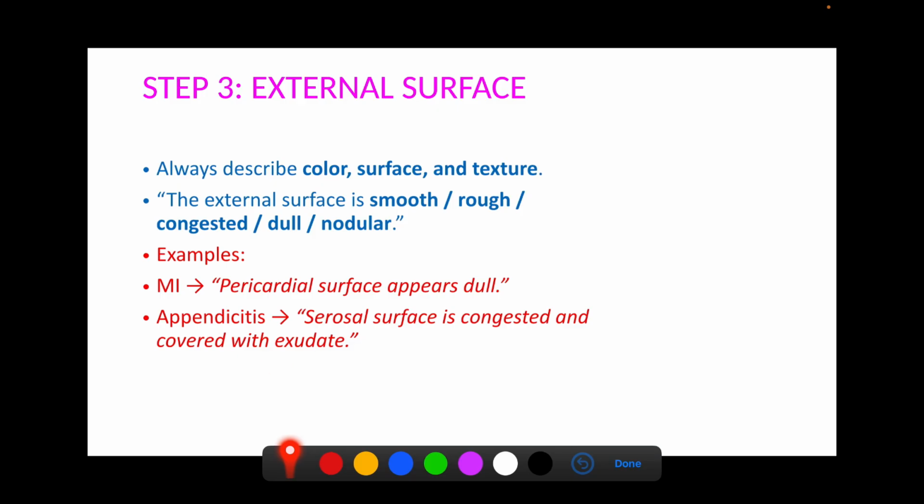And be specific. Don't use the words "external surface" for each and every organ, because if you are describing the heart, then the external surface is the pericardial surface. So for a specimen of myocardial infarction, use: pericardial surface appears dull or shining, having any hemorrhage or necrotic area, etc. Now for appendix, the external or outer surface is the serosal surface. So use the words: serosal surface is congested and covered with exudate, right?